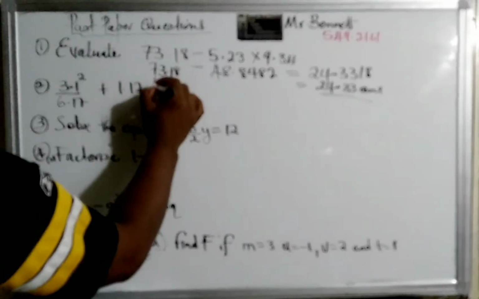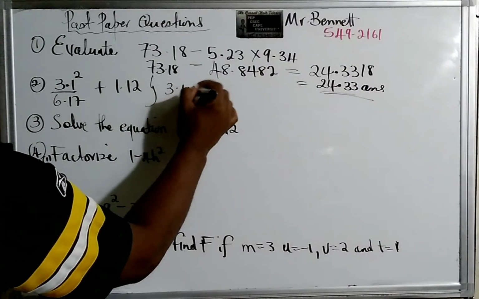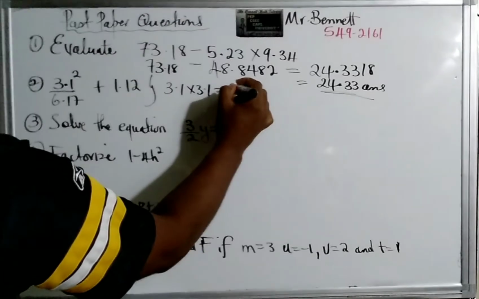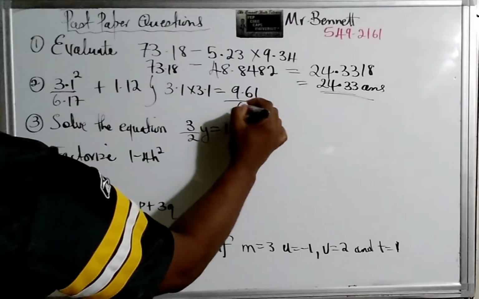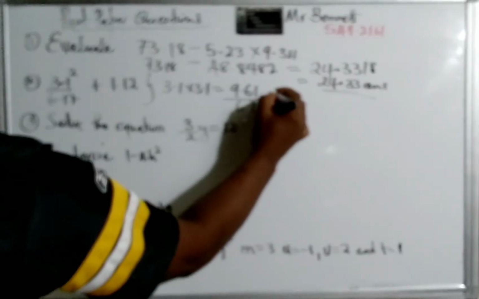Alright, down to this now. 3.1 squared divided by 6.17 plus 1.12. Again, we have to square first according to the BODMAS rule. And remember, this line means divide, so we have to square first. So square means 3.1 times 3.1. Let us do it step by step. 3.1 times 3.1. I already put it in my calculator. That's 9.61. Then we divide 9.61 by 6.17.